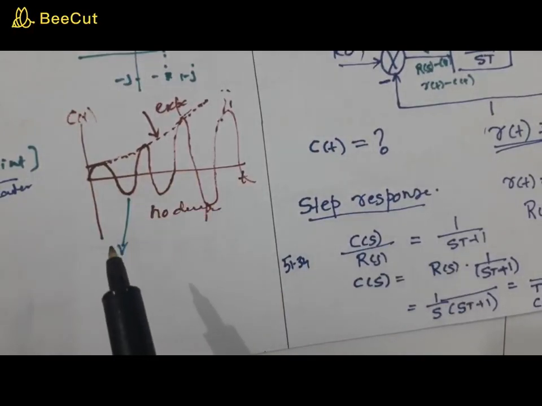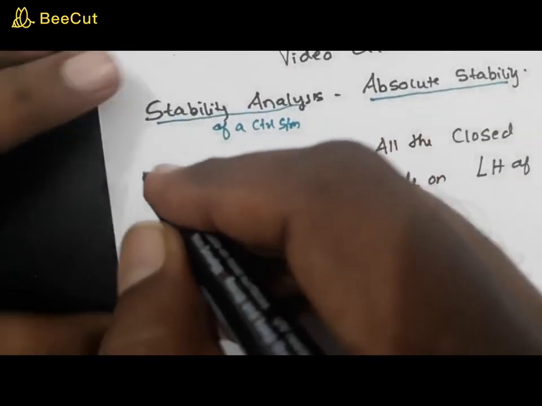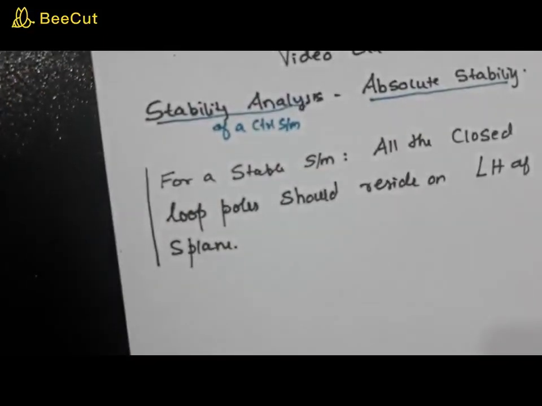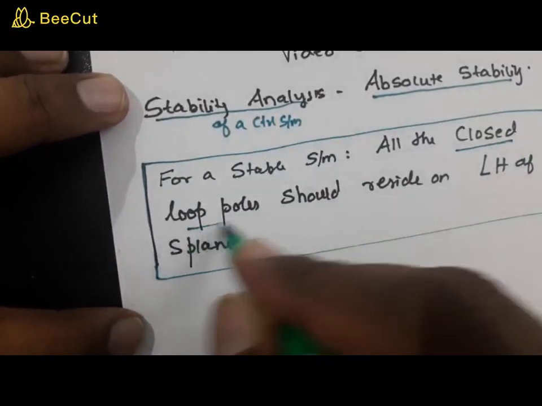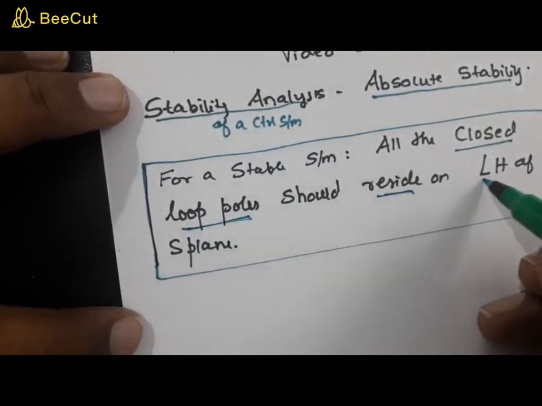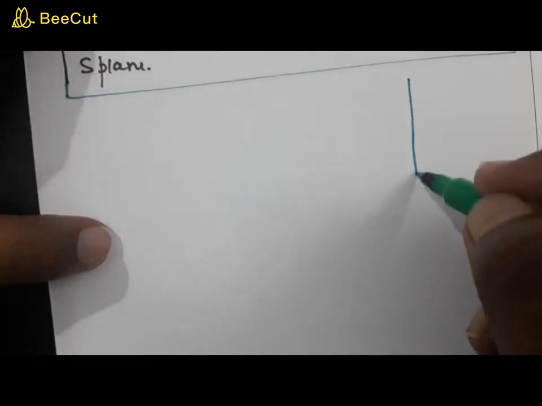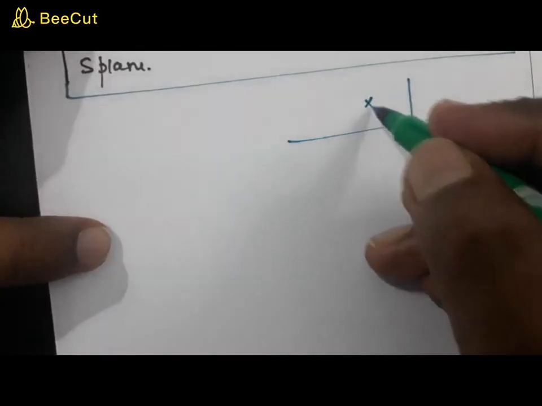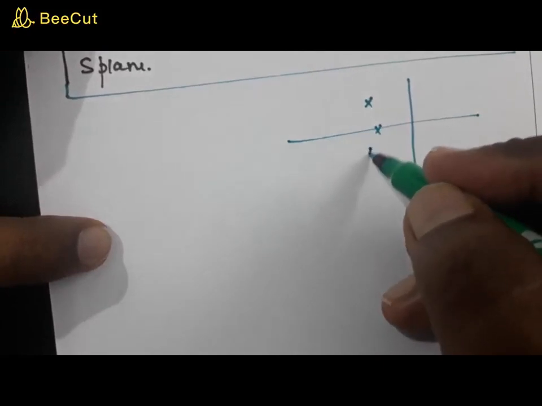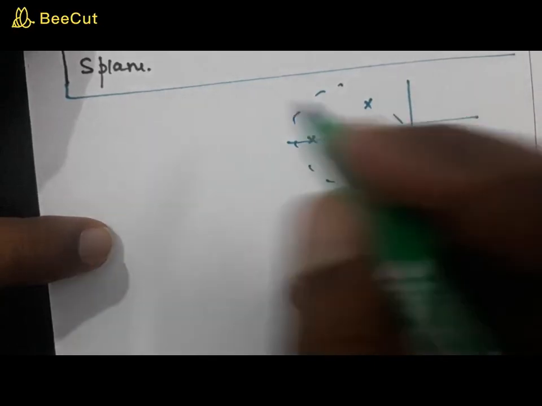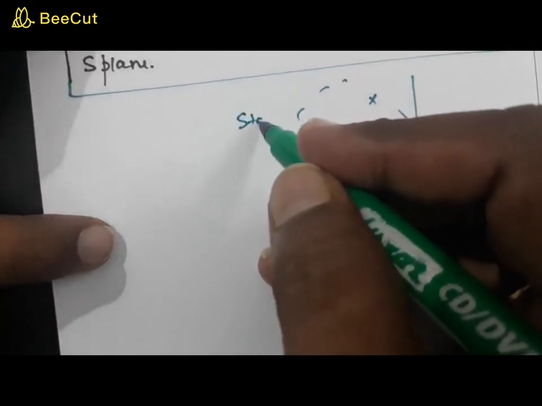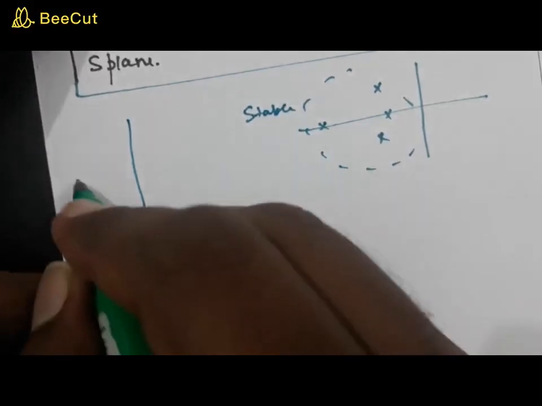That will be an ever increasing oscillation. In view of this, we have made a statement something like this, that for a stable system, this is very important: all the closed loop poles should reside on the left half of the S plane. I'm again repeating by showing an example. All the poles should reside on the left half of the S plane for the system to be stable.